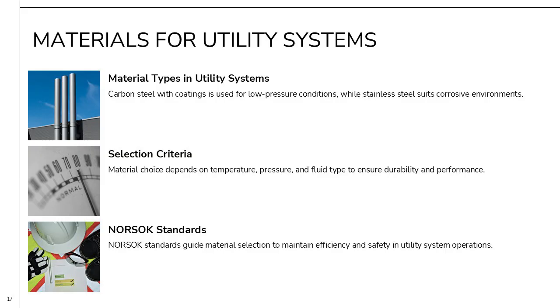Utility systems include cooling water, heating, and air systems, which may expose materials to seawater or treated water. Carbon steel with protective coatings is often used for low-pressure applications, while stainless steel may be required for high-corrosion environments. Material selection considers factors such as temperature, pressure, and fluid composition. NORSOK standards ensure that utility systems maintain operational efficiency and safety throughout their life cycle.